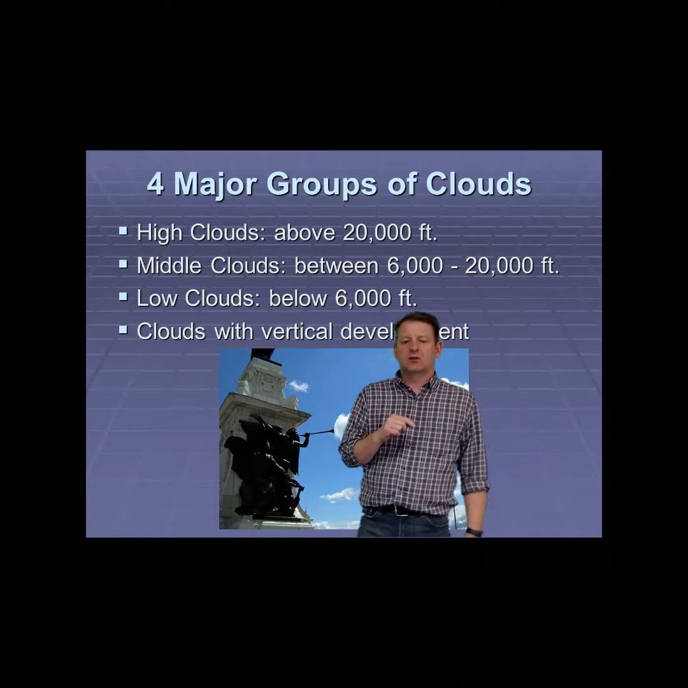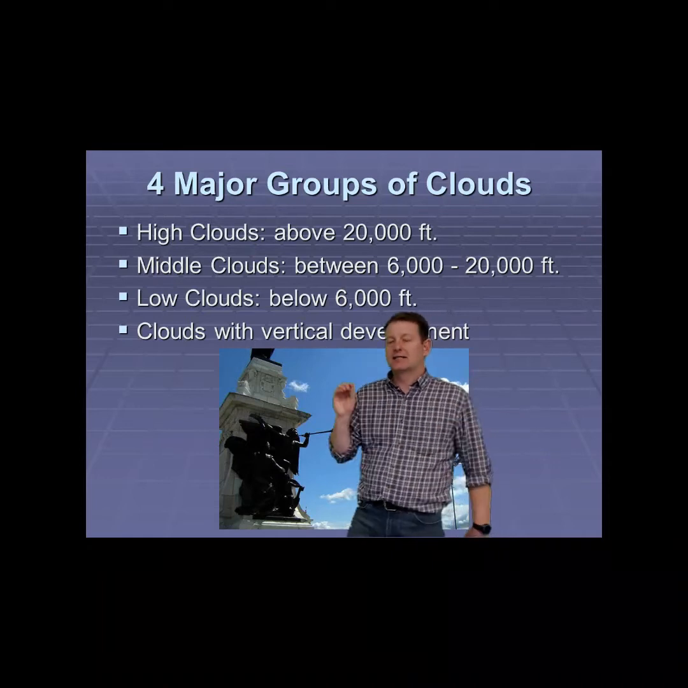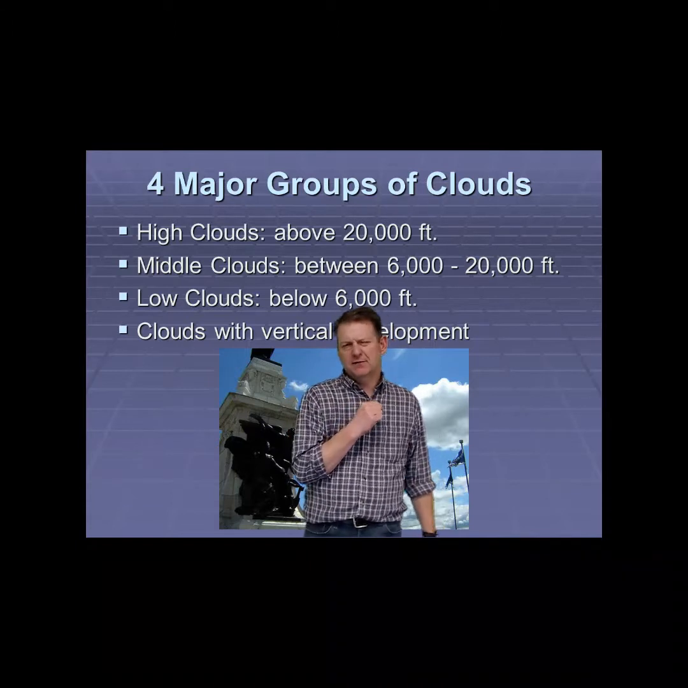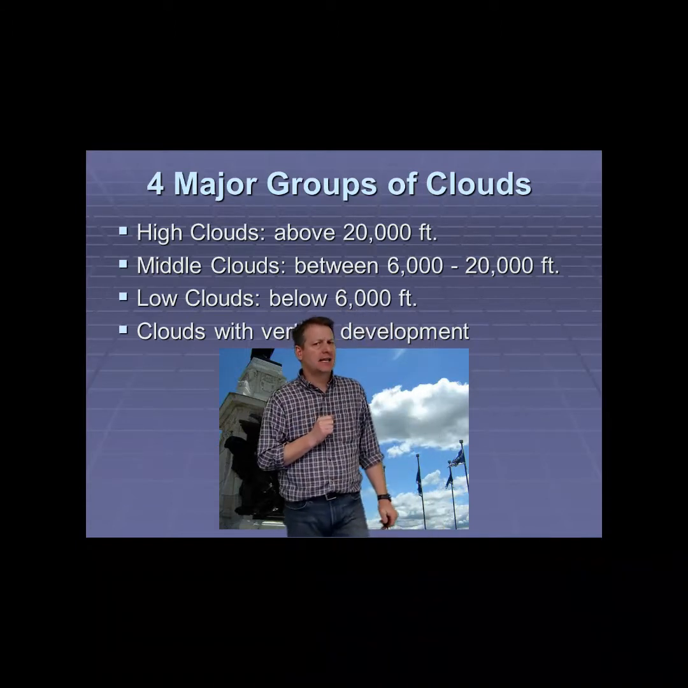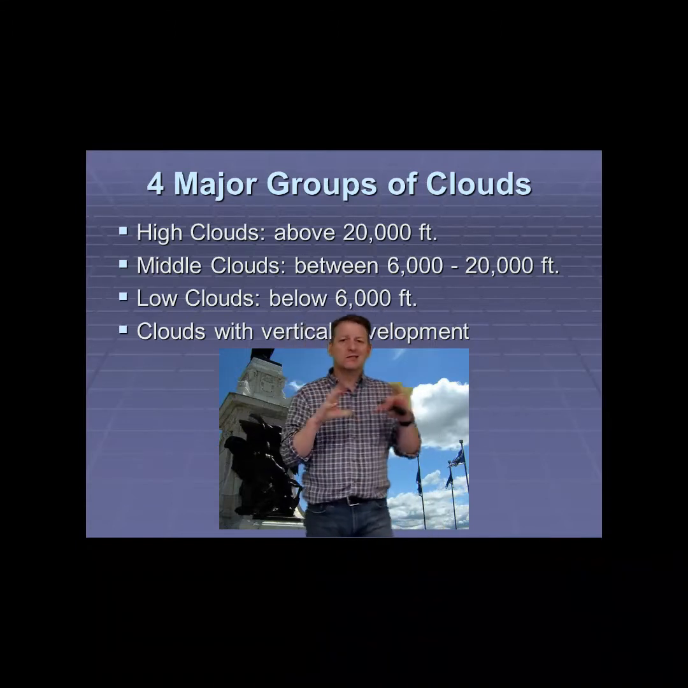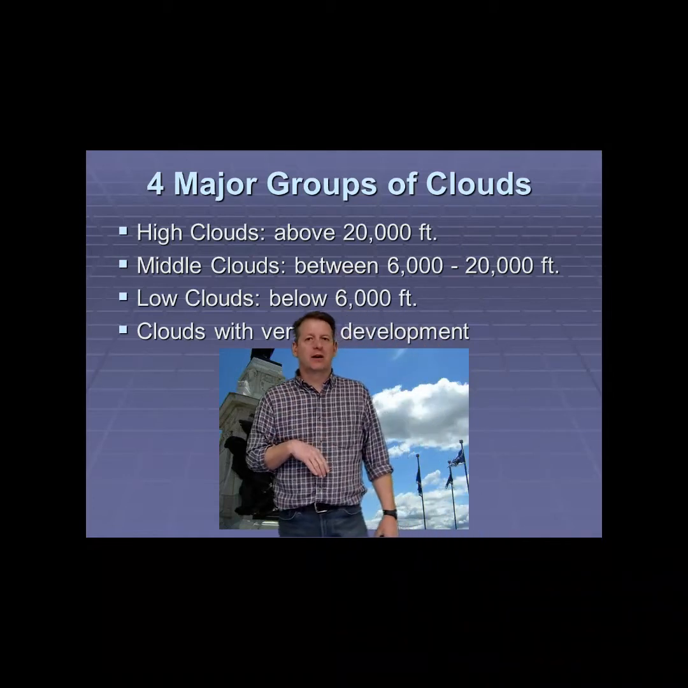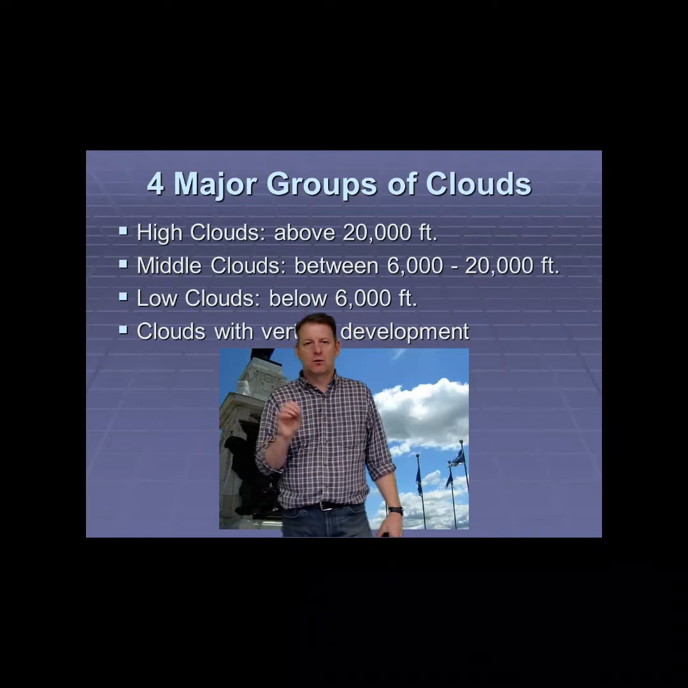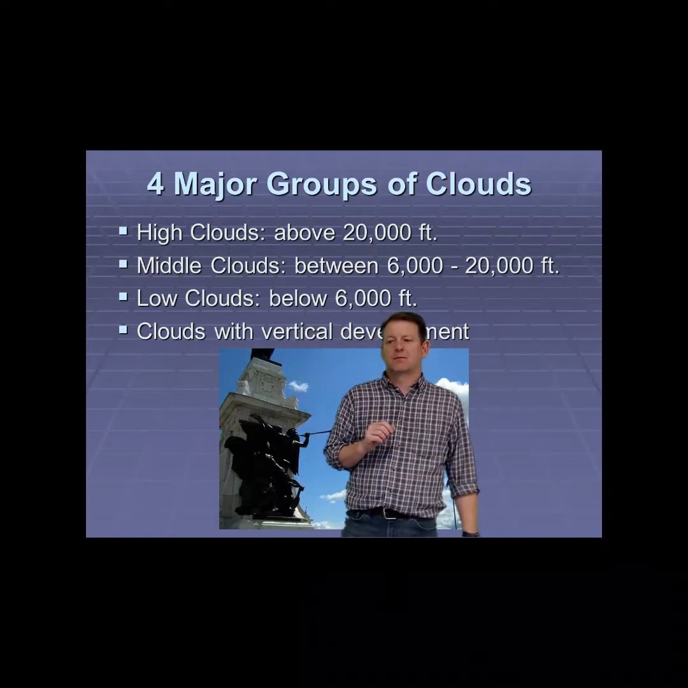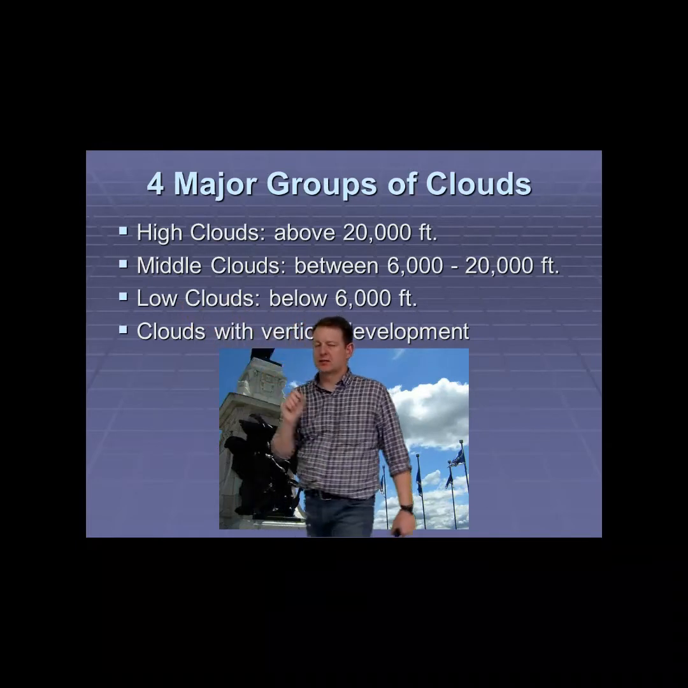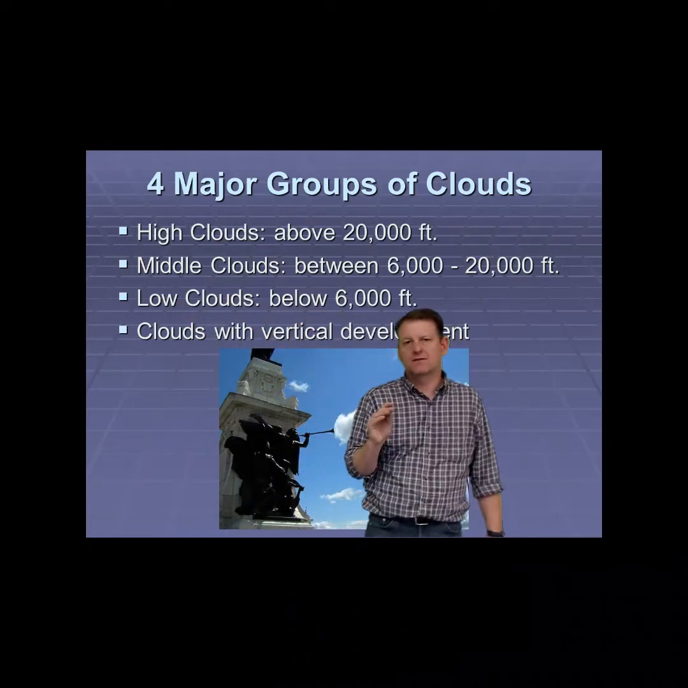So a high level cloud, or a high cloud, is any cloud that's above 20,000 feet. Any clouds above 20,000 feet are mostly probably going to be made up of ice, little crystals of ice. And that's really about it. They're probably not going to rain, probably not going to precipitate at all, but we'll probably just have some icy crystals in there.